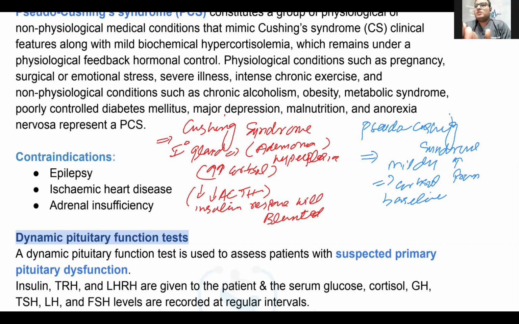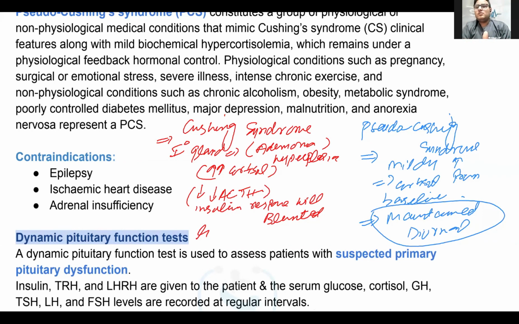The next very important differentiating point is the diurnal variation. In Cushing syndrome, we see that there is loss of diurnal variation. We know that there are times when cortisol is high, like in the early morning. So this diurnal variation is maintained in pseudo-Cushing syndrome, and there is loss of diurnal variation in Cushing syndrome. This is a very important differentiating point.